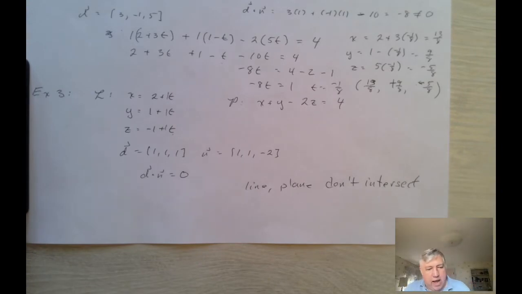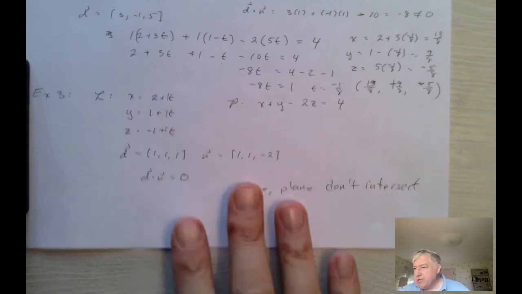All right, so now we know the story in both cases. Let's see what we can do. In one case, if they don't intersect, we can find the distance between them. In the other case, if they do intersect, we'd like to find the angle of intersection. So that's the next page.